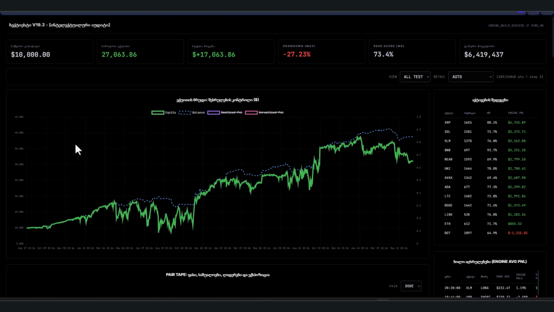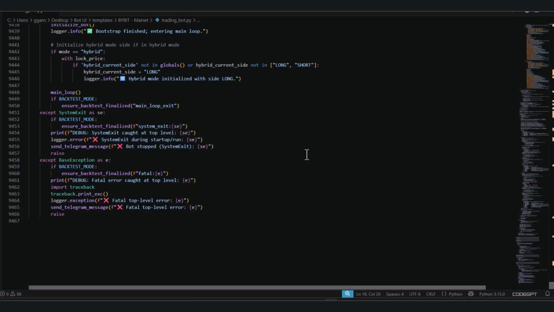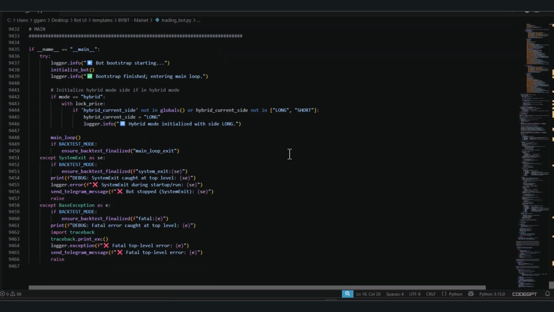In the previous version, the code was around 5,000 lines. Now it has reached about 10,000 lines. Let me explain the changes made in the backtesting. Here we can see the 3-year performance and how the balance grows over time. I did reduce the profit per trade, and I will explain the reasoning behind this.